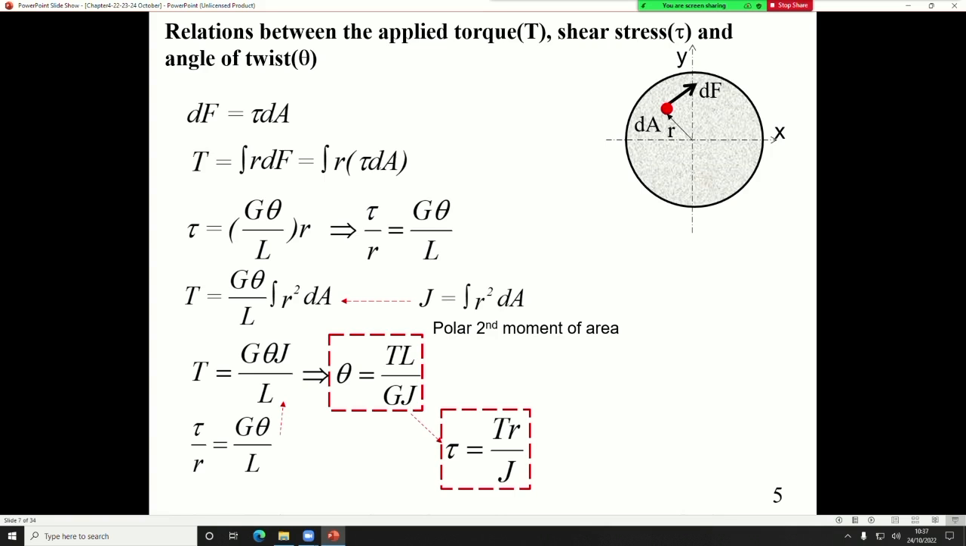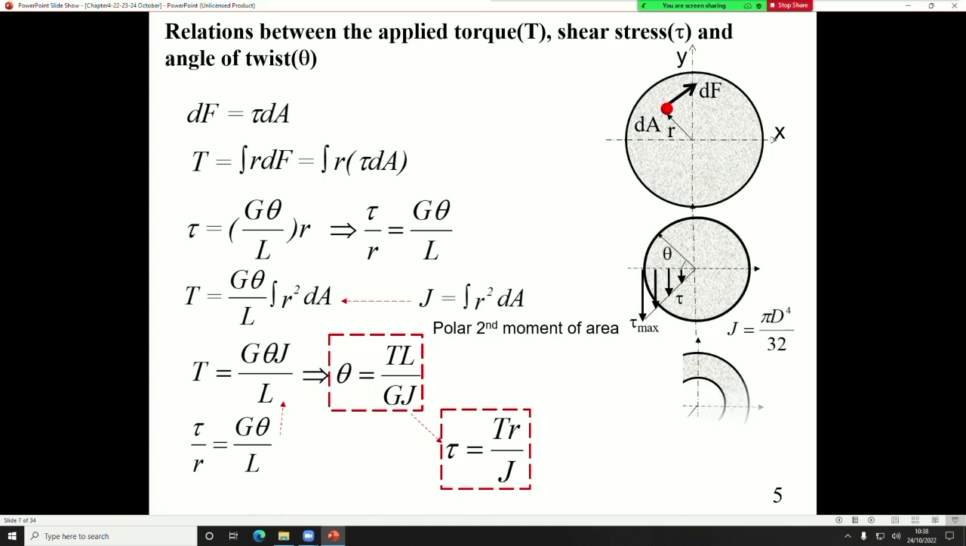As I said last week, J defines how strong or stiff the structure is. You can see the higher the value of J is, the lower the stress is. The higher the value of J is, the lower the angle of twist is. So this defines the strength of the material, and this defines the stiffness of the material. Any questions on slide number 5? I showed you these on the previous slide as well. This is the polar second moment of area of a solid cylinder, and this is the polar second moment of area of a hollow cylinder, or tube. No questions?